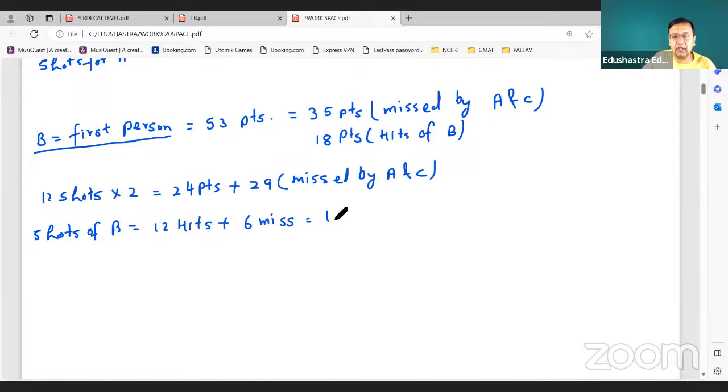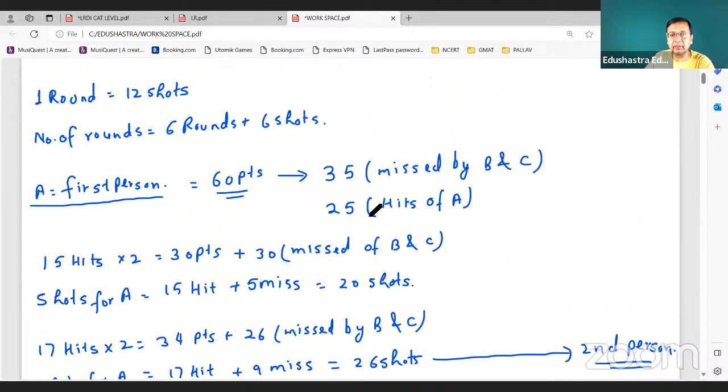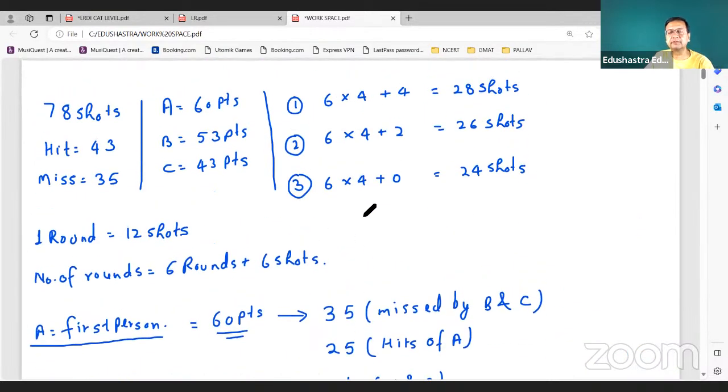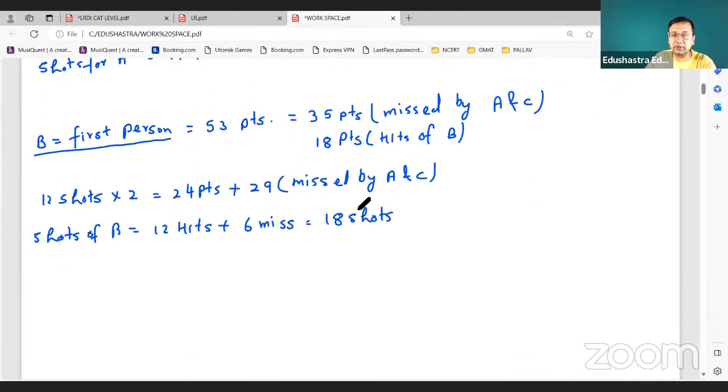So this means total how many? 18 shots, right? But we know there is no such number. Remember, there is no such number. We have 28 or 26 or 24, right? So there is no such number 18. And 26 is already gone because A is the second person to shoot the target. So this assumption is a little wrong.